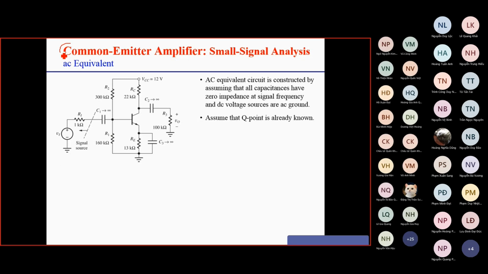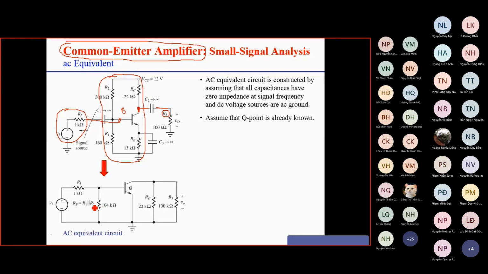Now we will consider in detail the very first important configuration, the common emitter amplifier. Again, the signal source, Thevenin equivalent, is connected to the base. The output is taken from the collector and supplied to the load R3. The transistor is biased by the 4 resistor biasing network in the middle.